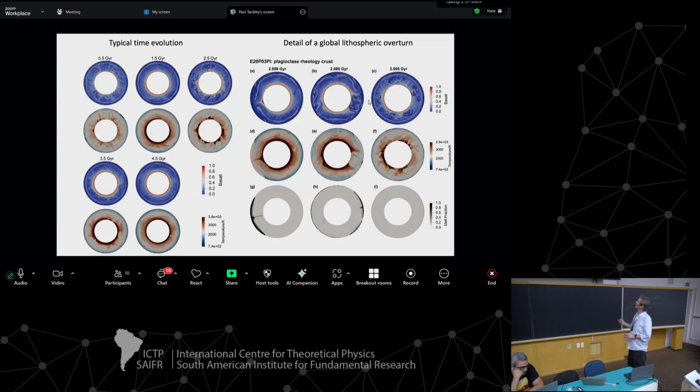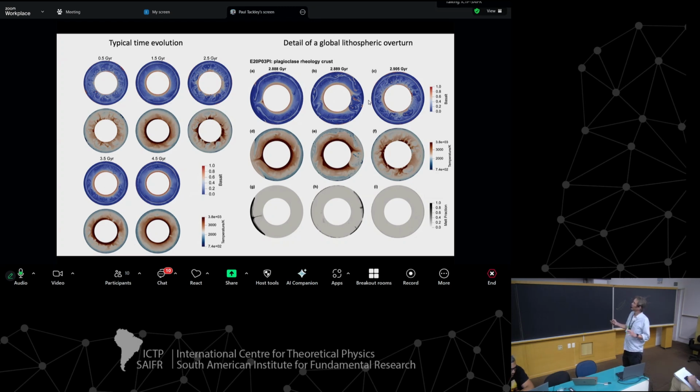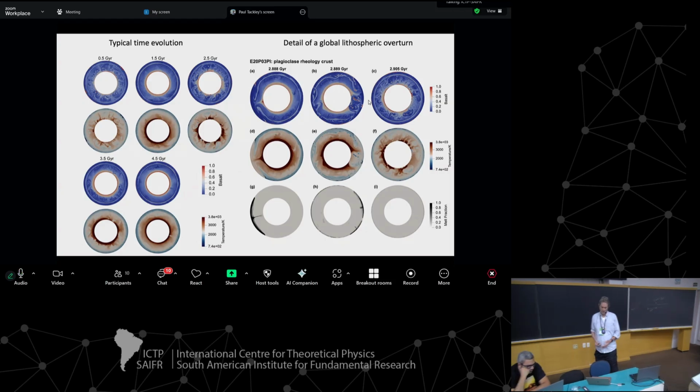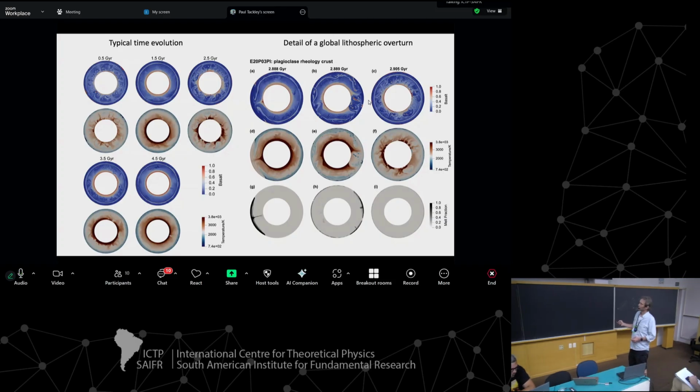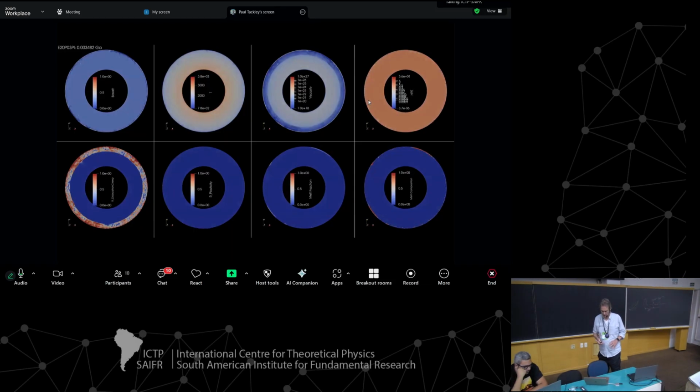Now, this is a different type of overturn that the model displays. This is actually a lithospheric overturn. So here, subduction starts somewhere, and then it spreads around the planet, and you get a global lithosphere overturn. So depending on the assumptions, we can generate either with this type of model. And here's a nice movie that shows this.